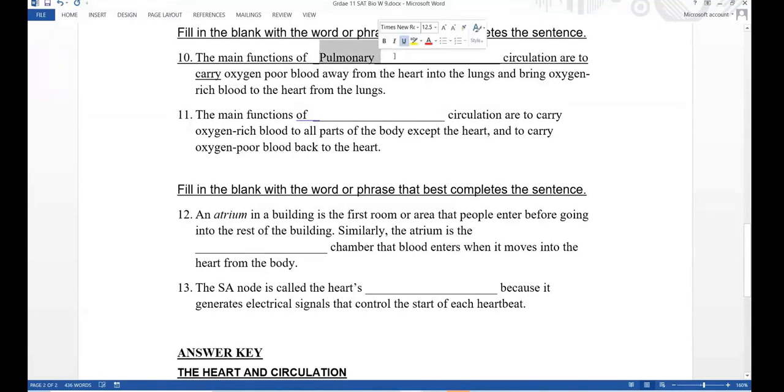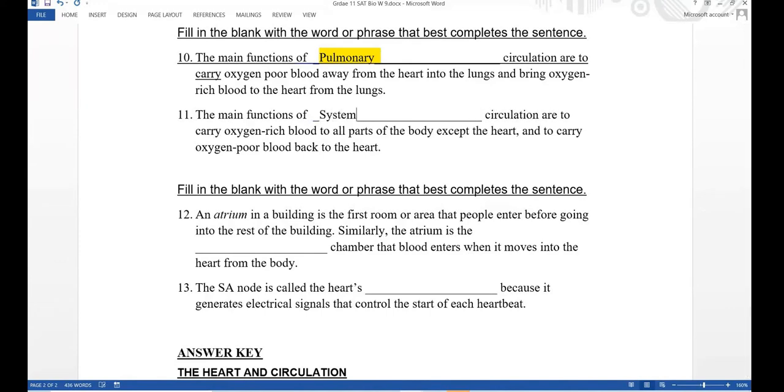Then number 11, the main function of this circulation is to carry oxygen-rich blood to all parts of the body except the heart and to carry oxygen-poor blood back to the heart. So which circulation is this? It is systemic circulation, right? So the answer for this is systemic.